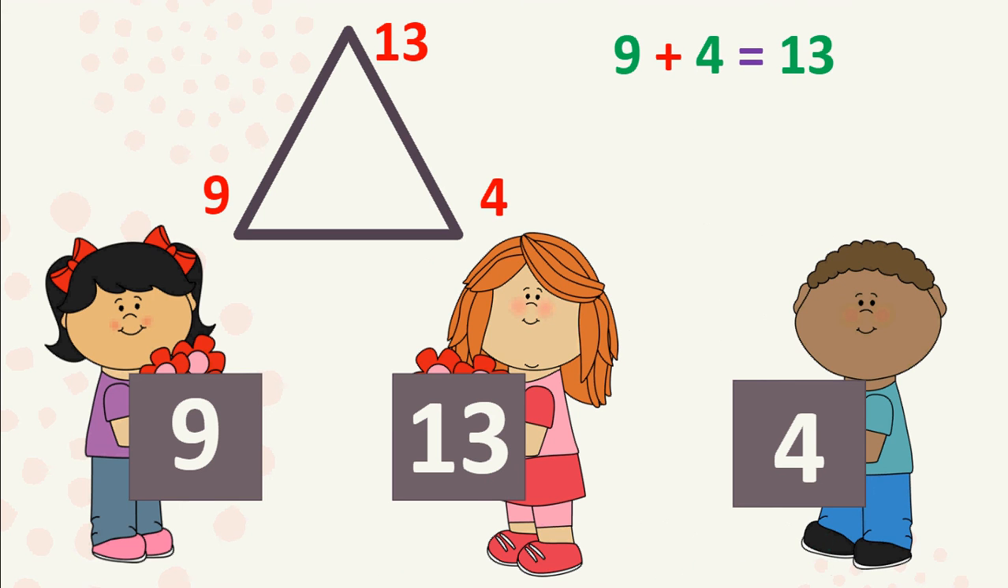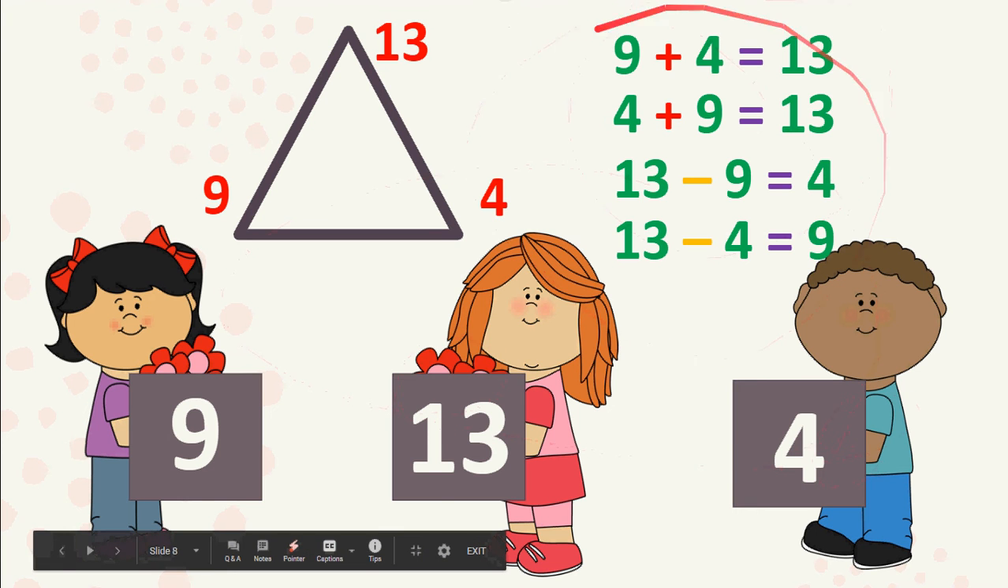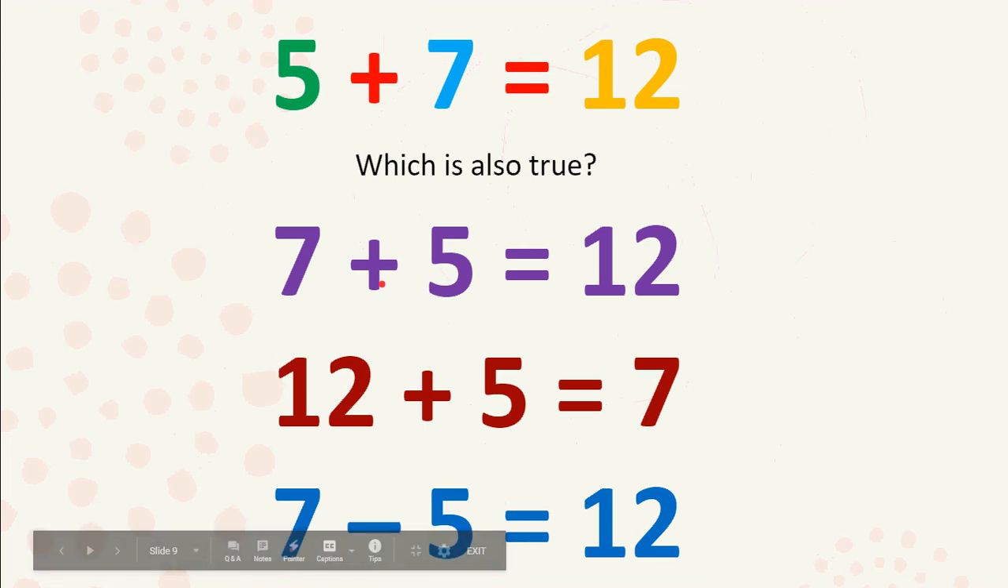9 plus 4 equals 13. 4 plus 9 equals 13. 13 minus 9 equals 4. And 13 minus 4 equals 9. Pay attention that we're only using these numbers to make 4 math sentences. These are our family, fact families.